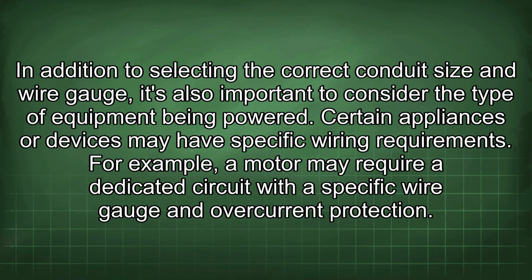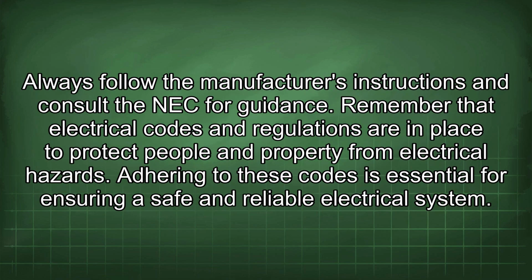In addition to selecting the correct conduit size and wire gauge, it's also important to consider the type of equipment being powered. Certain appliances or devices may have specific wiring requirements. For example, a motor may require a dedicated circuit with a specific wire gauge and overcurrent protection. Always follow the manufacturer's instructions and consult the NEC for guidance.